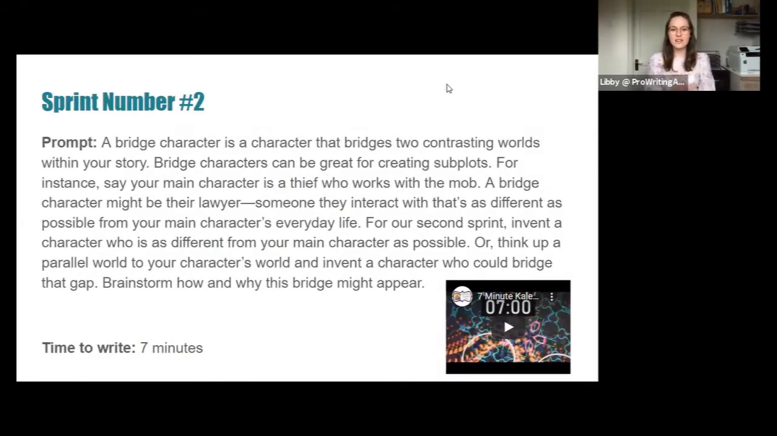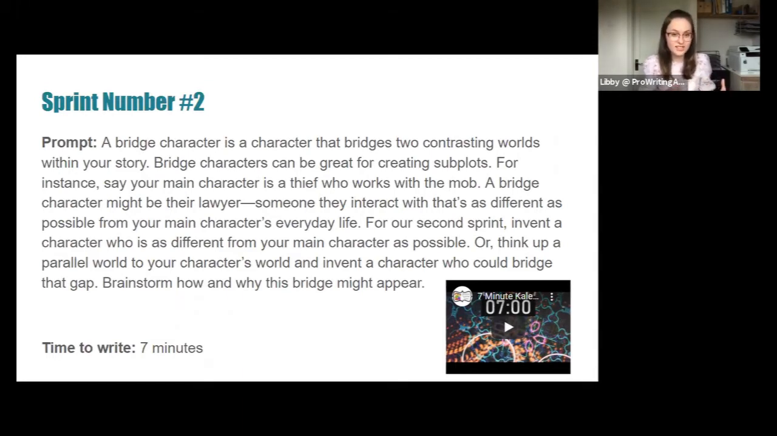Right, so for sprint number 2, a bridge character is a character that bridges 2 contrasting worlds within your story. Bridge characters can be great for creating subplots. For instance, say your main character is a thief who works with the mob. A bridge character might be their lawyer, someone they interact with that's as different as possible from your main character's everyday life. For our second sprint, invent a character who is as different from your main character as possible.